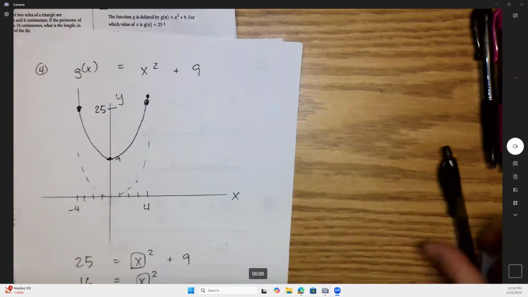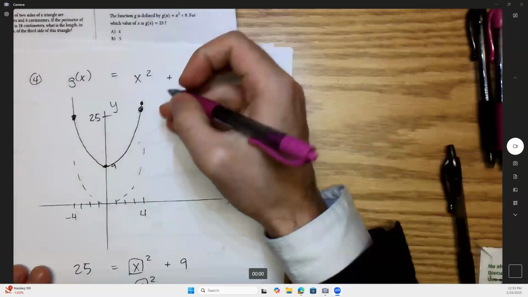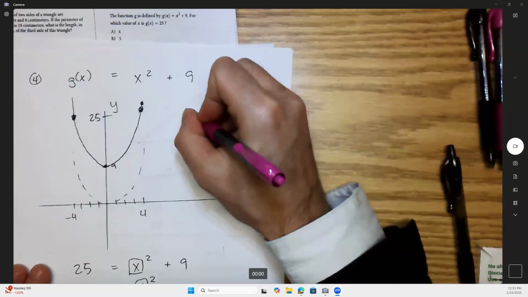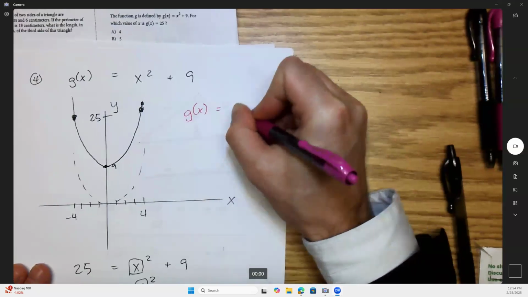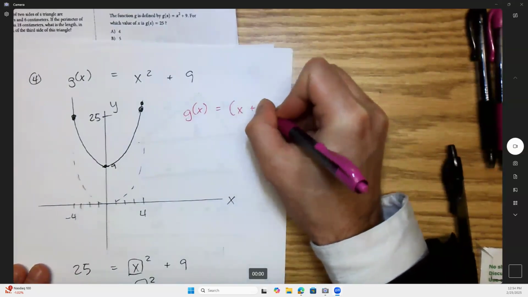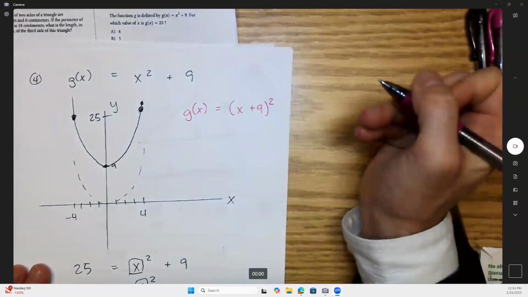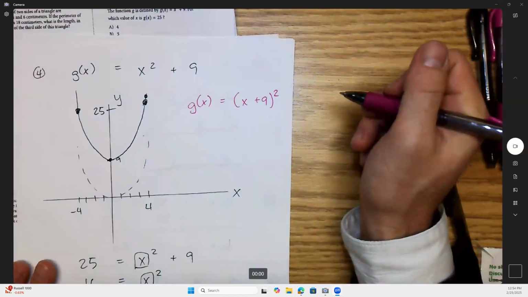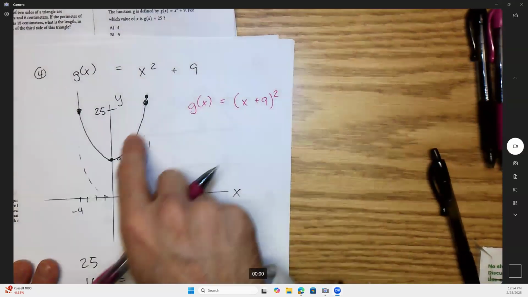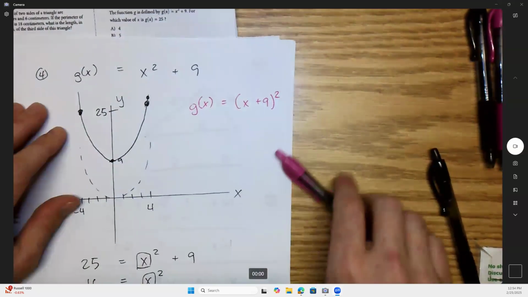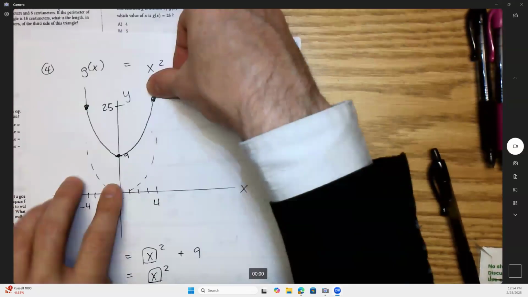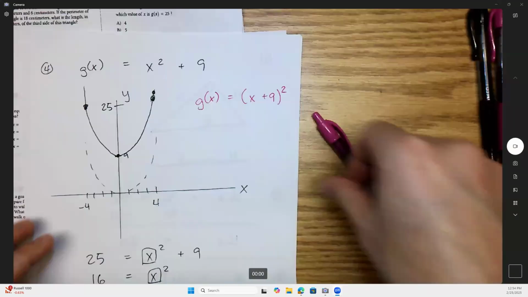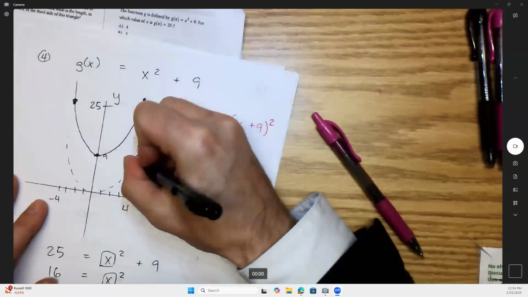I got another question for you guys. Maybe I'll switch ink color here. What if they said this? g of x is, what if they did this? (x plus 9), and they just squared the whole thing. What would that graph look like? Now, it would still be basically a parabola, right? If I go back to my original parabola, the dashed one, you guys see the dashed one? This is just very simply y equals x squared.